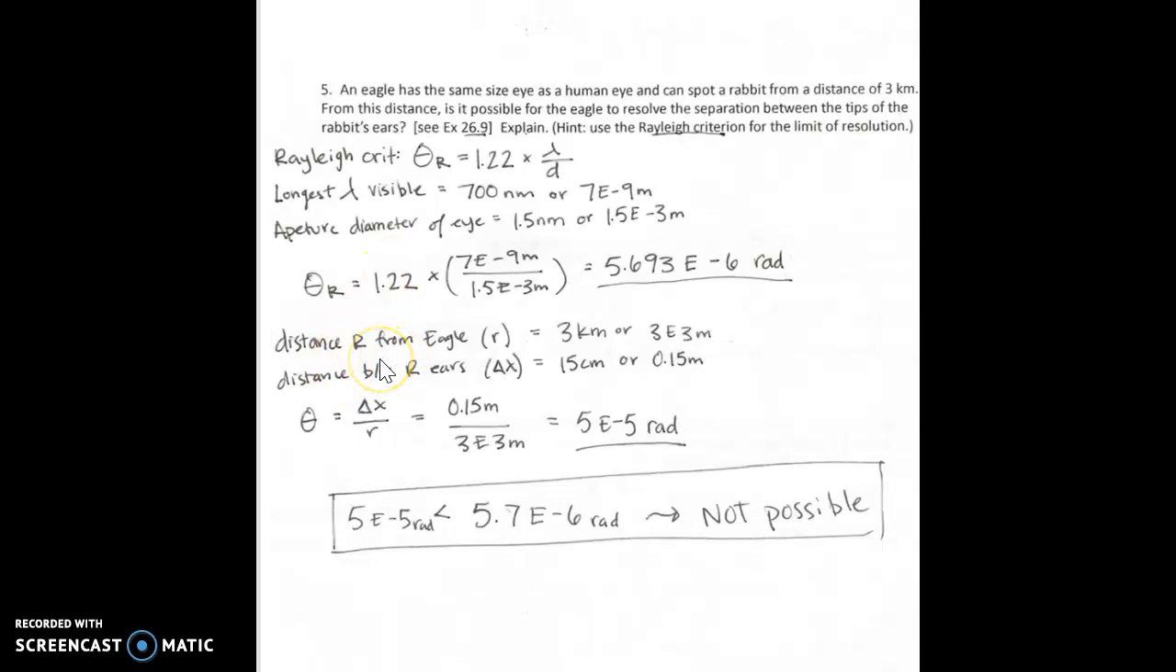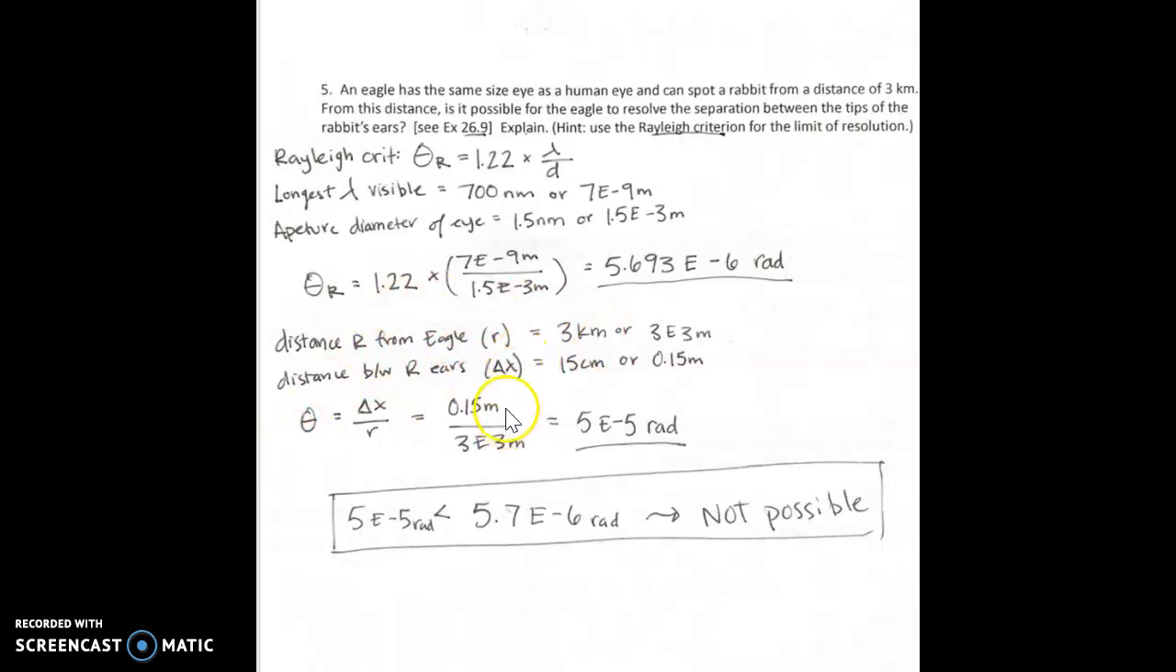And so when we then take the distance the eagle is away from his prey, which is 3 kilometers, and then we take the distance between the rabbit's ears, which I just had to guess is like 15 centimeters. Who knows? Depends on how big this rabbit is. And so then you can find theta by the ratio of the change in x, like the distance between the ears, over the r, the distance the eagle is from the ears of the rabbit.